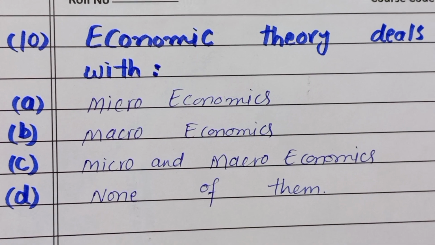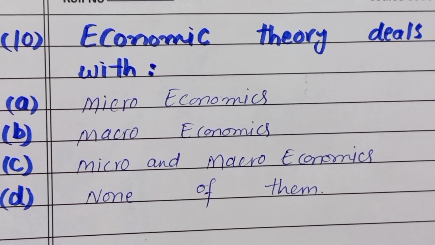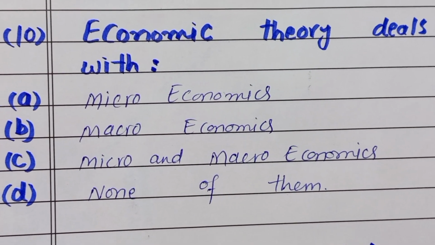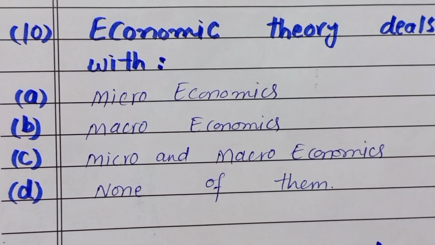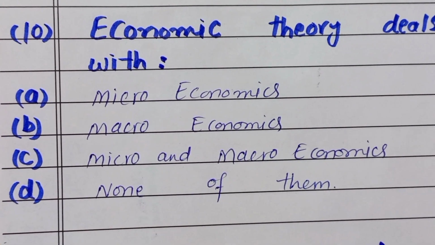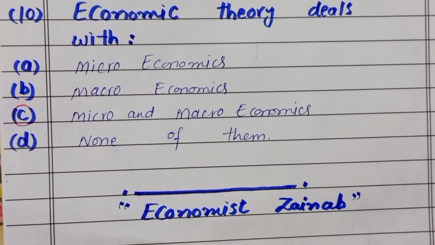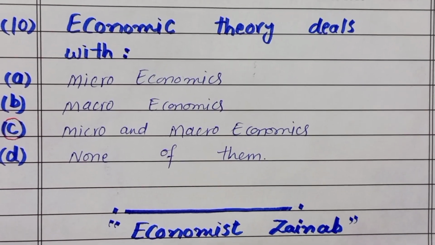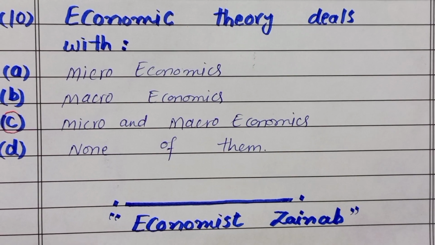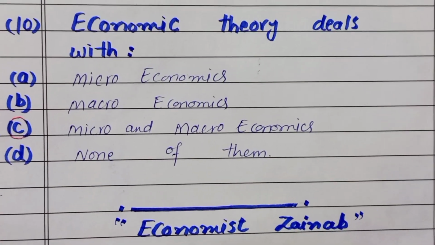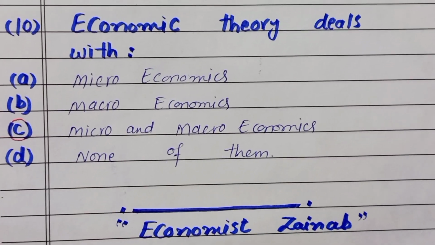The 10th MCQs is, economic theory deals with microeconomics, macroeconomics, micro and macroeconomics, none of them. The correct answer is C, micro and macroeconomics, because it deals with both micro and macroeconomics.